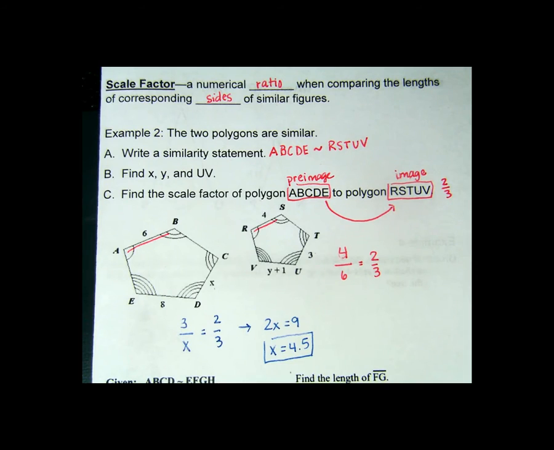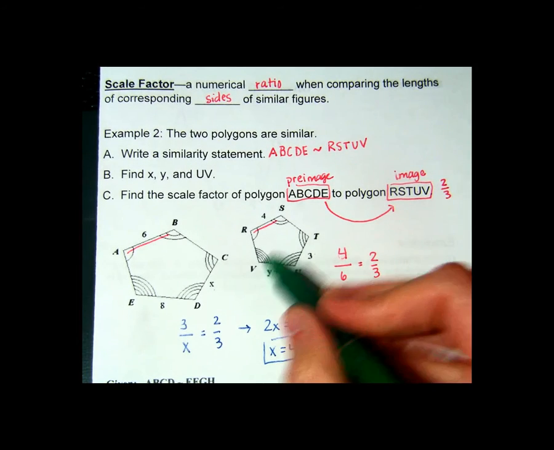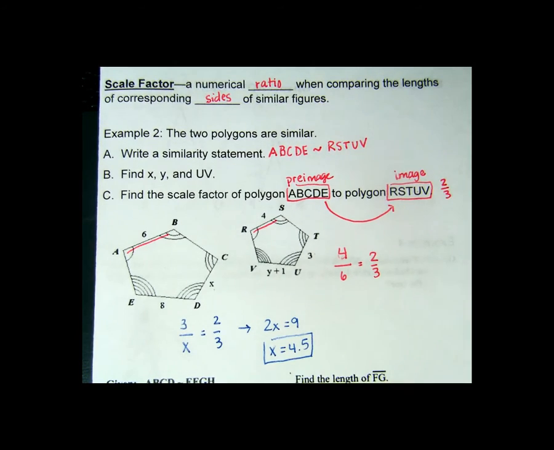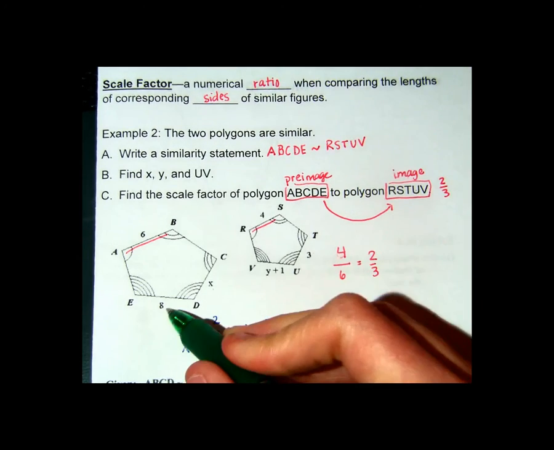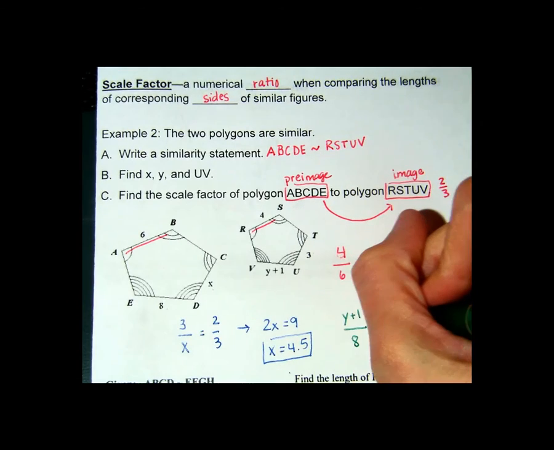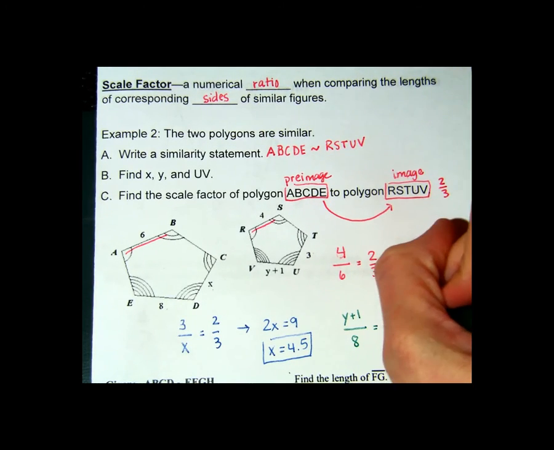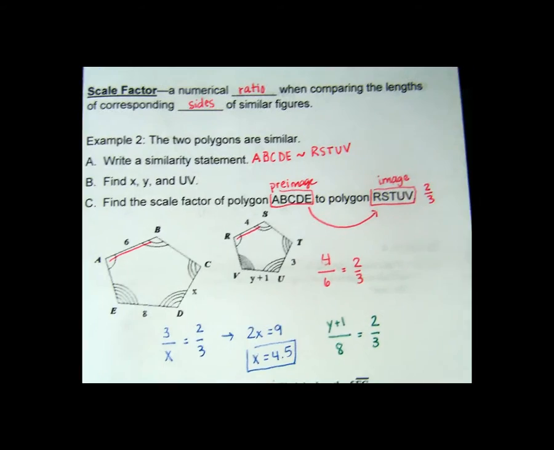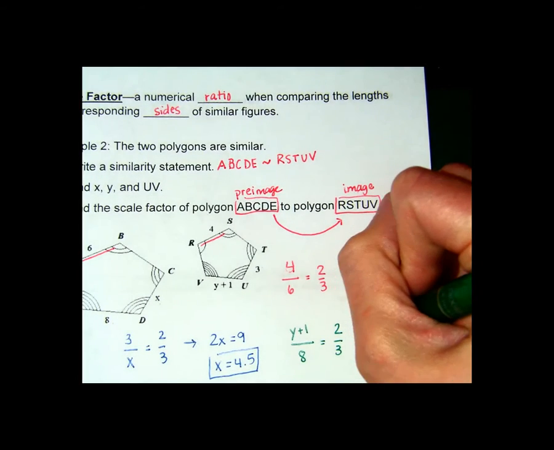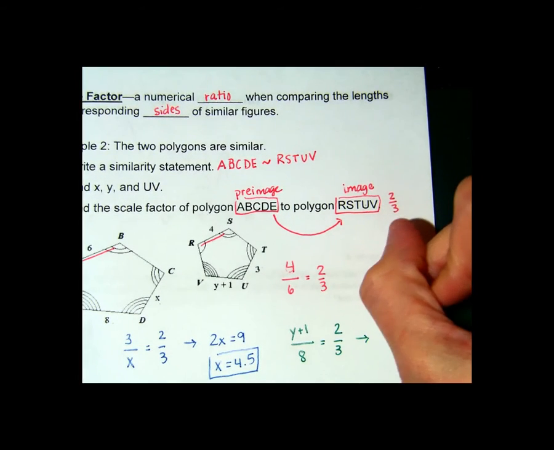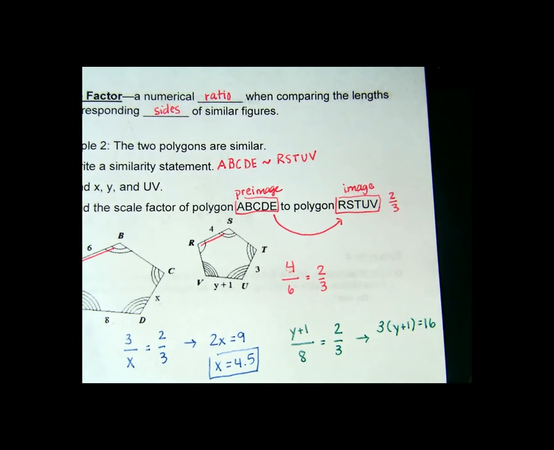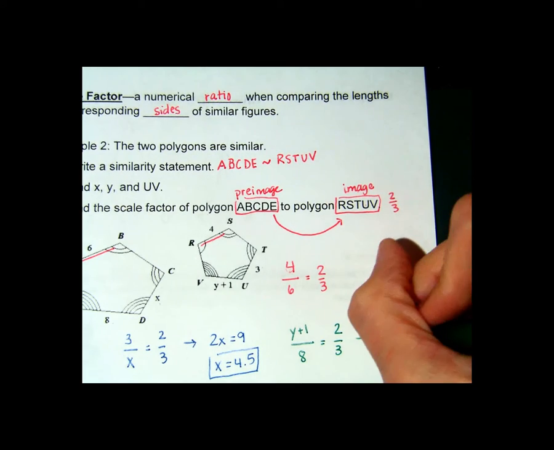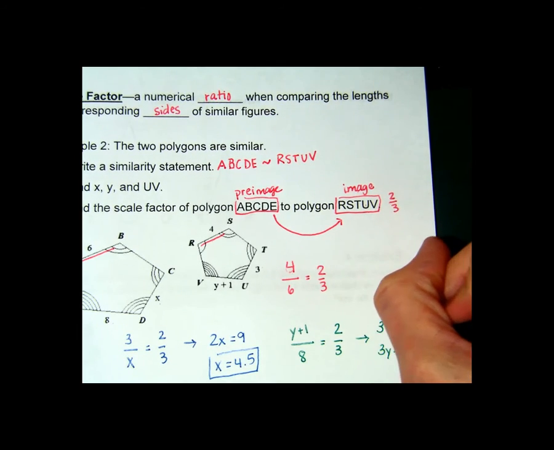Next, we need to find y. Here is y. It is in the image, so it's going to go on top of the fraction. Y plus 1 over the pre-image 8. Again, that should be equal to the scale factor of 2/3. Likewise, we are going to cross multiply. So we have 3 parentheses y plus 1 equals 16. I can either distribute this 3 or divide 16 by 3. I'm going to distribute, but it really does not matter what order you do it in.